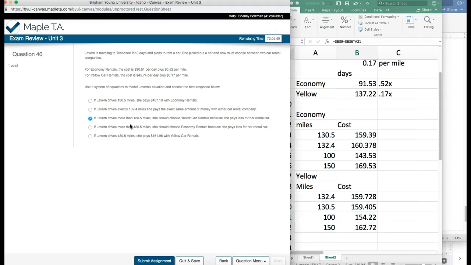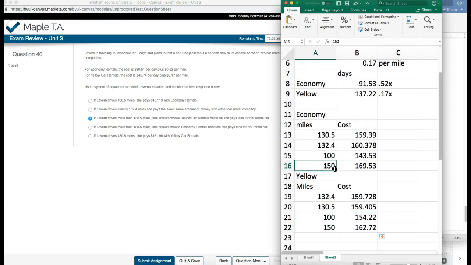So if Laverne drives more than that, she should choose the yellow car company because she pays less for her rental car. So far that's actually true, but let's keep going just to make sure. If Laverne drives more than 130.5 miles, she should choose the economy car rentals because she pays less. Because we plugged in something like 150, she actually pays more here, so that one doesn't work either. Then the last one, if Laverne drives 130.5 miles, she pays $161.96 with yellow car rental. Nope, that also doesn't work. 130.5 gave us 159.40, so again, that one doesn't work either.